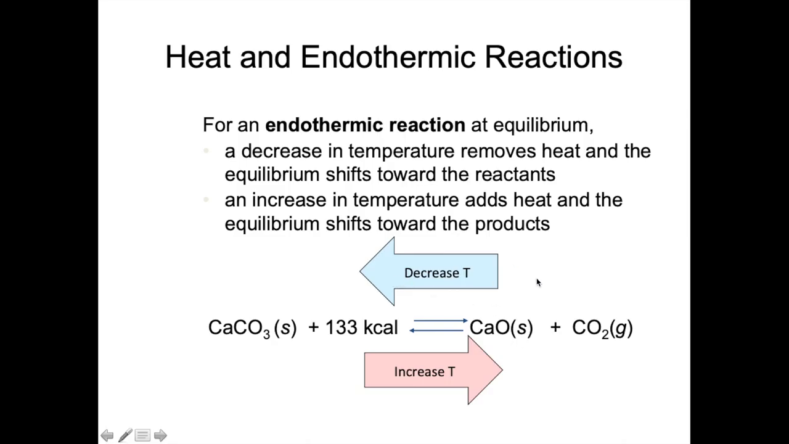And likewise, if you cool down your reaction, if you decrease the temperature, the equilibrium shifts to the left, because that reverse reaction would produce that heat and compensate for your decreasing the temperature.